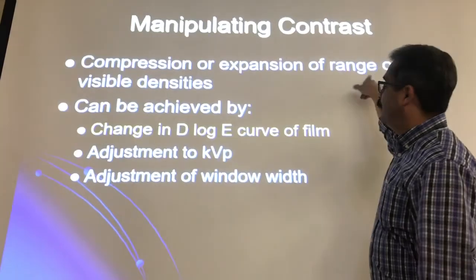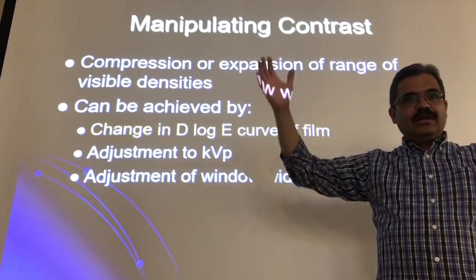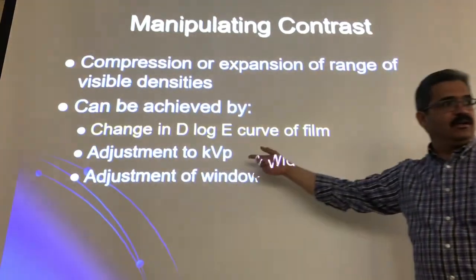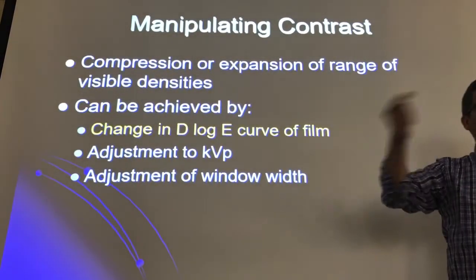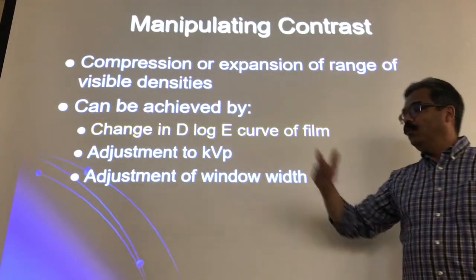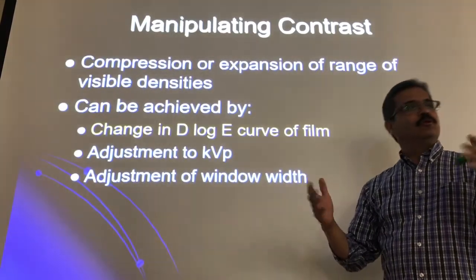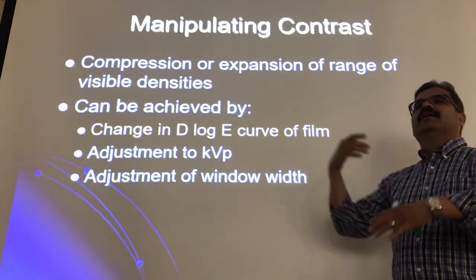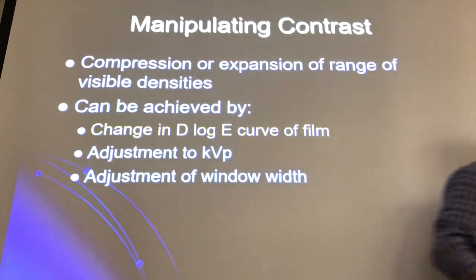So now, that's what I said. This compression or expansion of the range of density values can be done by changing the KVP, but that means you have to go back and expose the patient again, doesn't it? With computerized systems, sometimes you do, but a lot of times you don't have to. You can just reprocess the image or start fooling around with the scales.